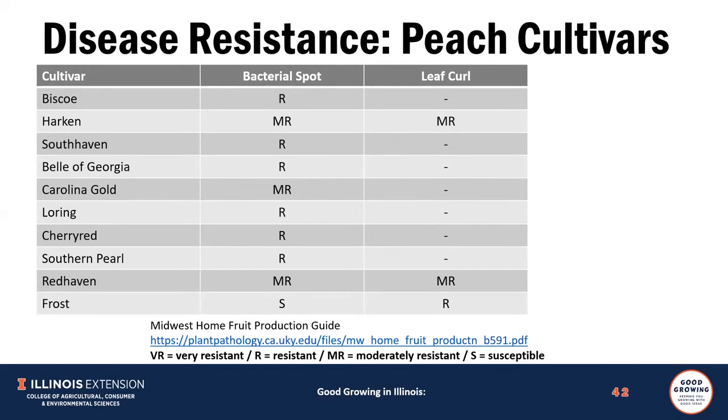Here's a table of disease resistance for peach cultivars. We have some for bacterial spot and also for leaf curl. And so this just gives you an idea of some of the disease resistance that has been found for bacterial spot especially.